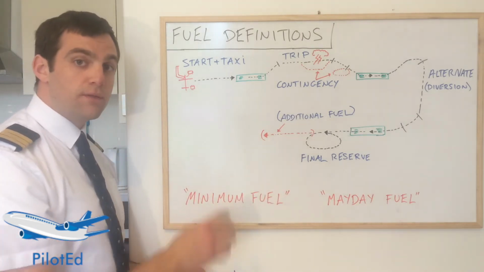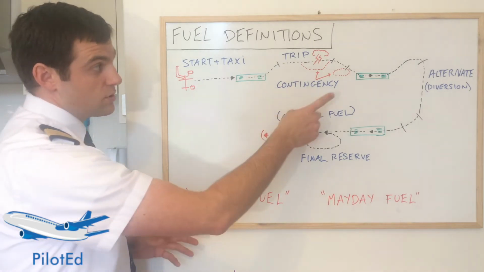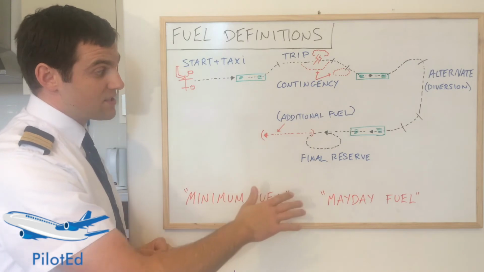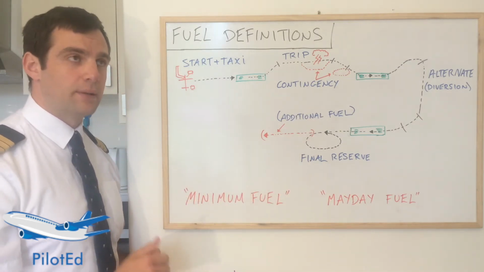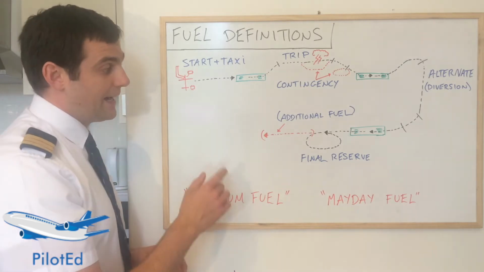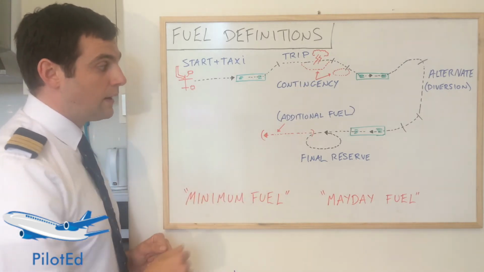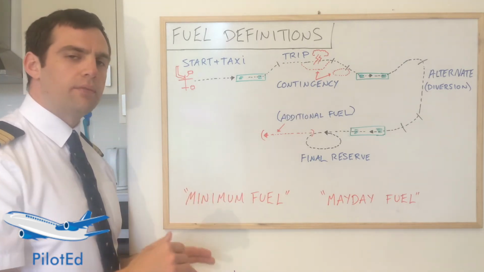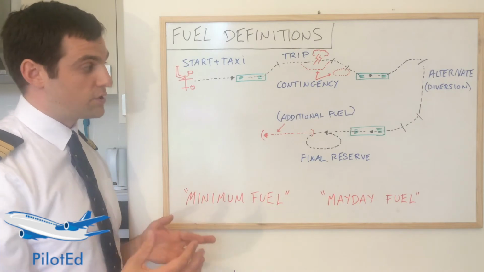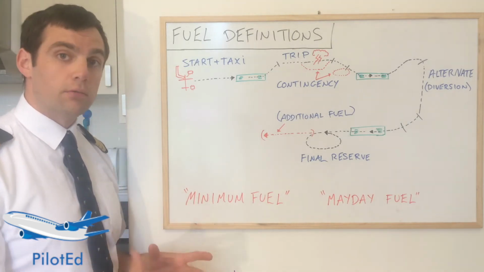Final reserve fuel is the fuel that should be in the tanks at touchdown at your destination or alternate. It's essentially 45 minutes for a piston engine, although I think that has actually come down to 30, so don't quote me on that. And it's definitely 30 minutes at a given height holding at your destination. It's normally 1500 feet altitude above the aerodrome, holding for 30 minutes for a jet engine. As commercial pilots, we always need to carry that 30 minutes final reserve fuel.